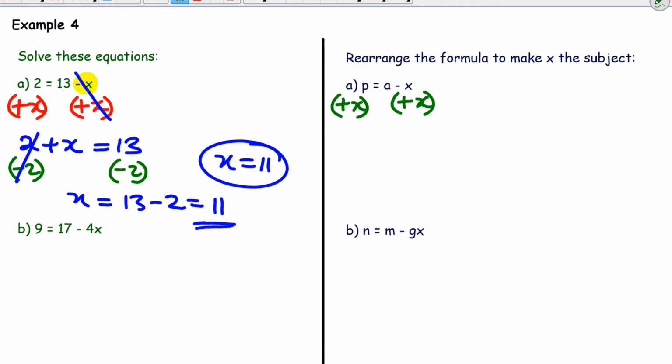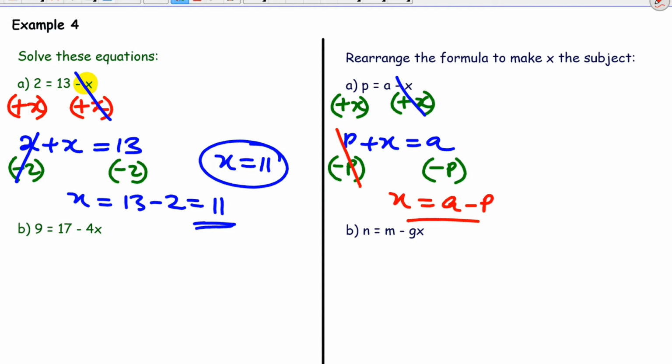So what we shall be left with is, by the way, negative x plus x will be equal to 0. So we'll have p plus x is equal to a. And then remember, our goal is to be left with x on one side. So you can subtract p from each side. And p minus p is 0. So x will be equal to a minus p.